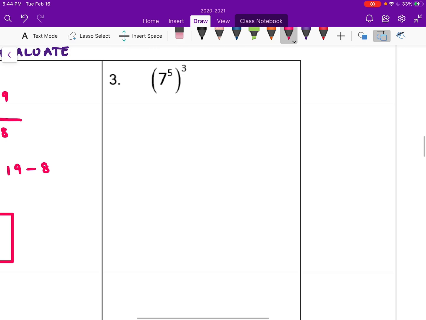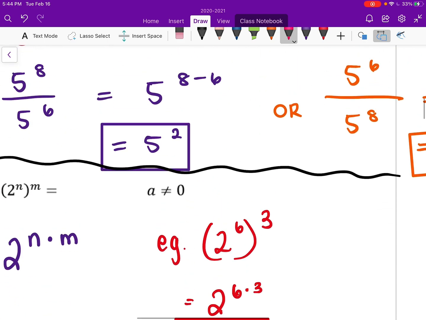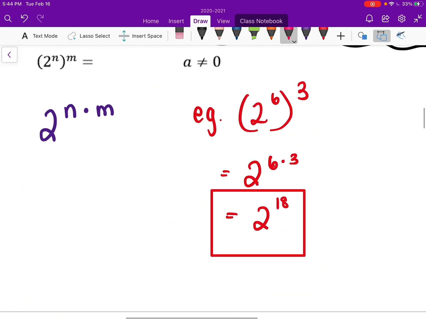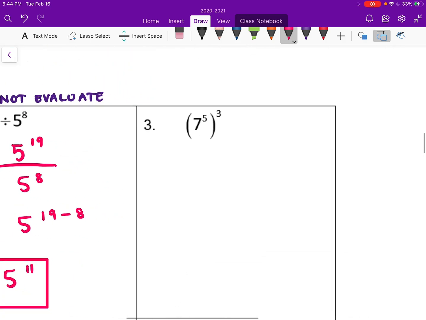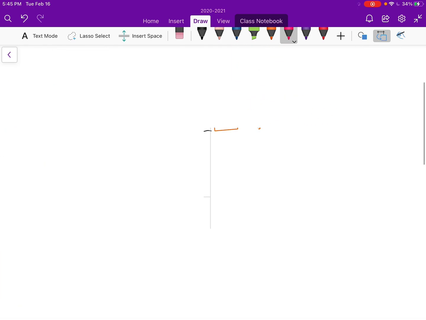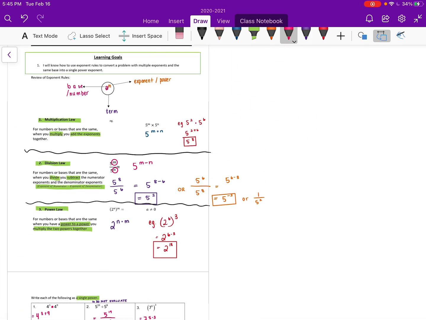Now I have a power to a power, so if I go back and look at my power to a power rule, it says that I'm going to multiply the powers together, right? So I'm going to do 7, 5 times 3. 5 times 3 is 15. How I usually go about these is I print out the first page for myself, and I keep it on me until I've memorized the power rules.